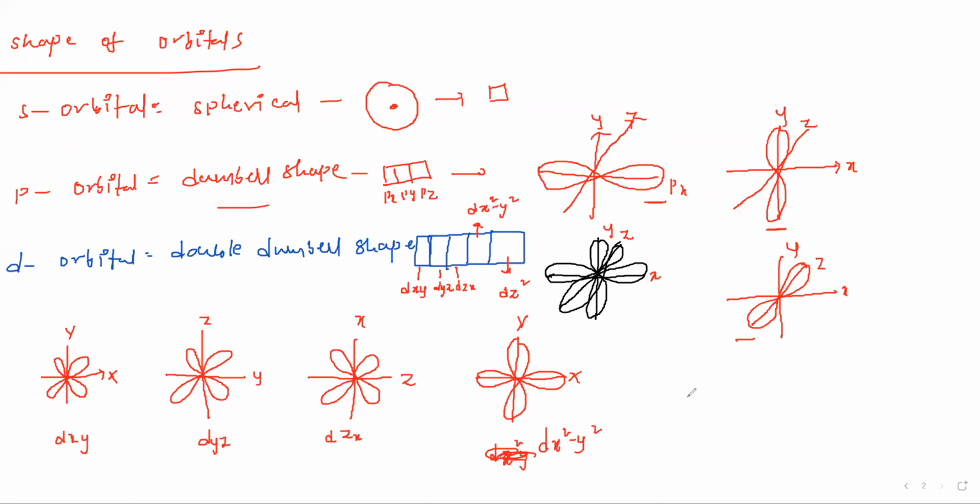And next the final one, dz square. Here, this is z axis.